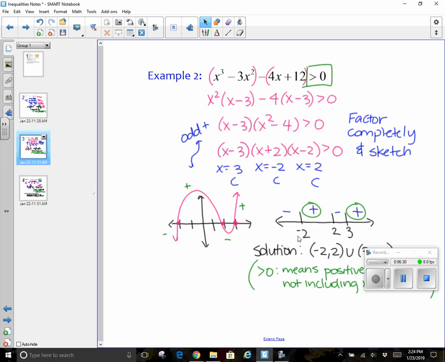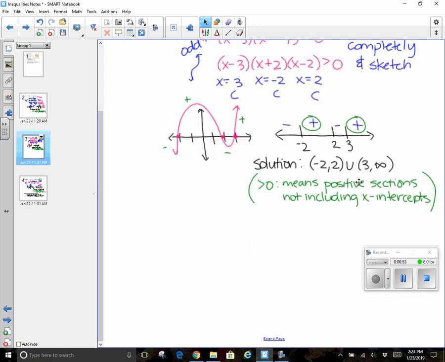On the graph to the left of negative 2, that part of the graph was below the x-axis, so that's a negative section. Then between negative 2 and positive 2 is above the x-axis, so that's a positive section. Between 2 and 3 is below the x-axis, so that's a negative section. And to the right of 3 is above the x-axis, so that's a positive section.